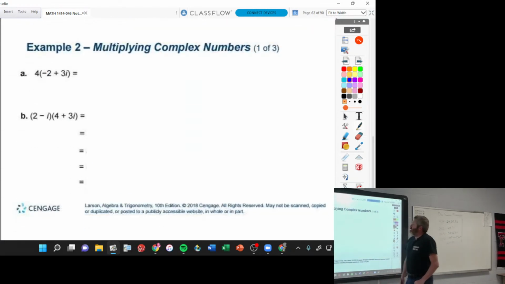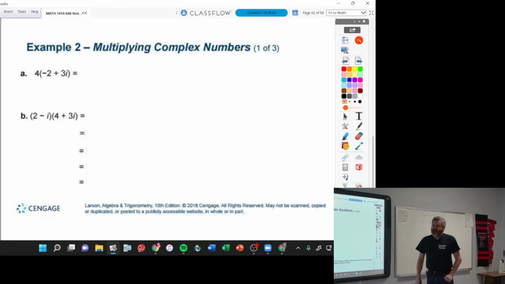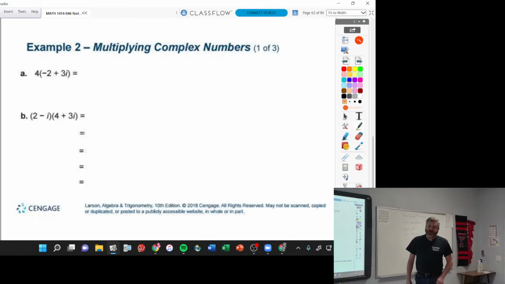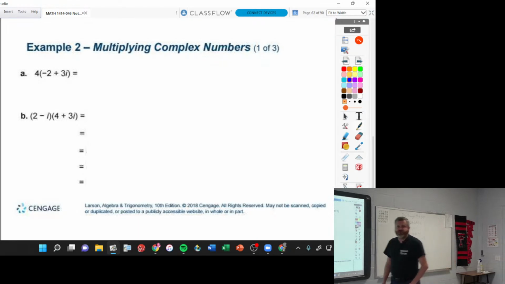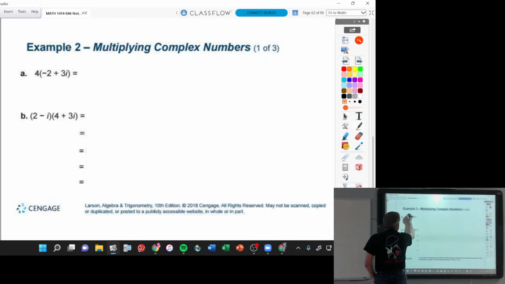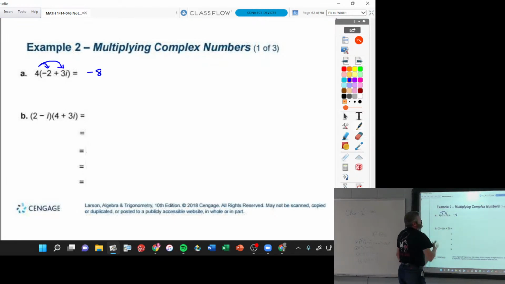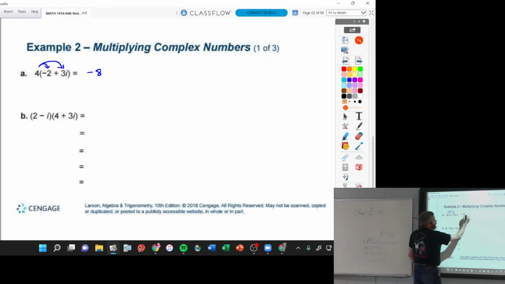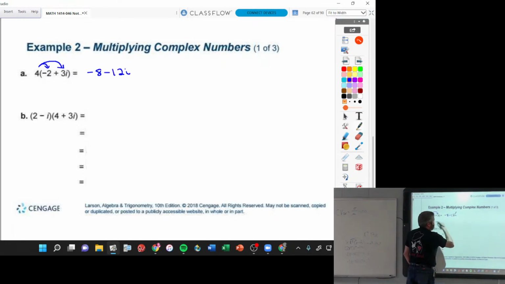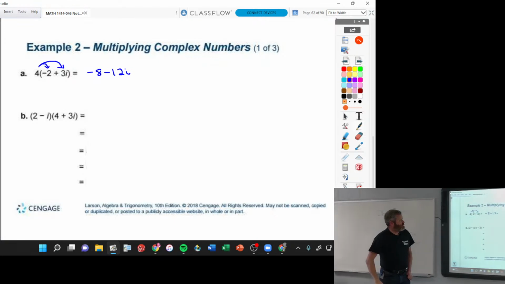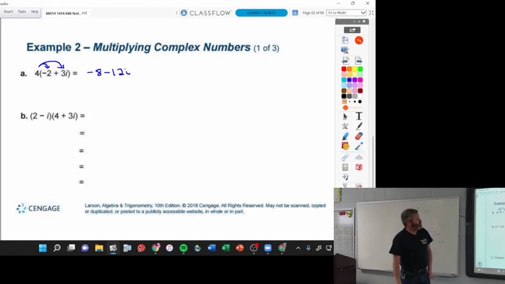Okay, part A, multiplying complex numbers. Part A, I just have a number 4 outside of a complex number, and this is going to be simply distributing that 4. 4 times negative 2 is negative 8. 4 times plus 3i would be minus 12i. And that is in standard form.